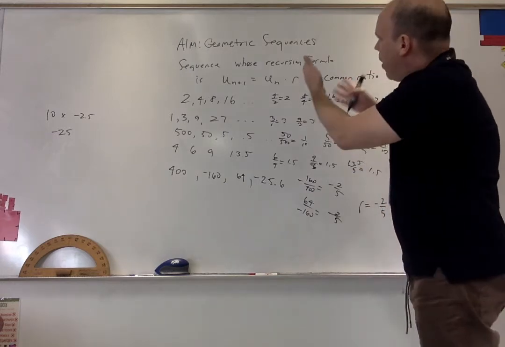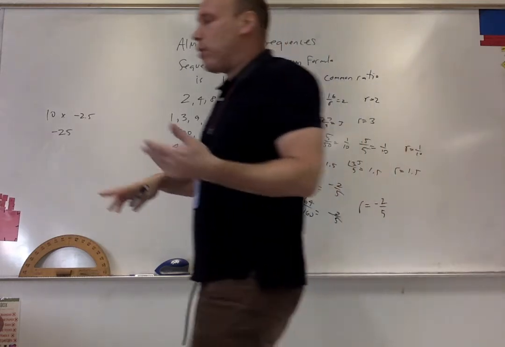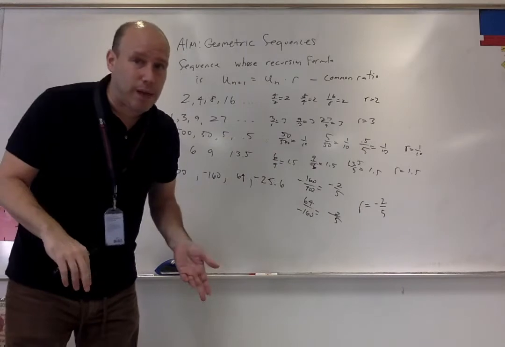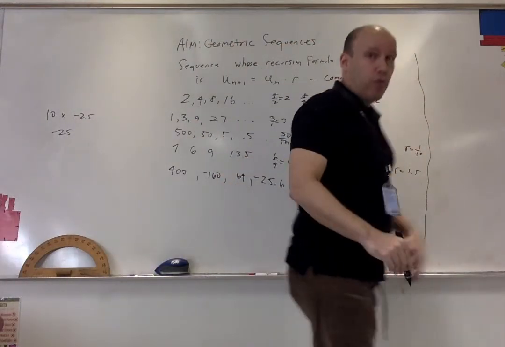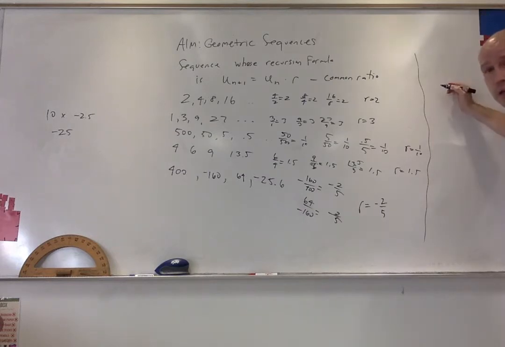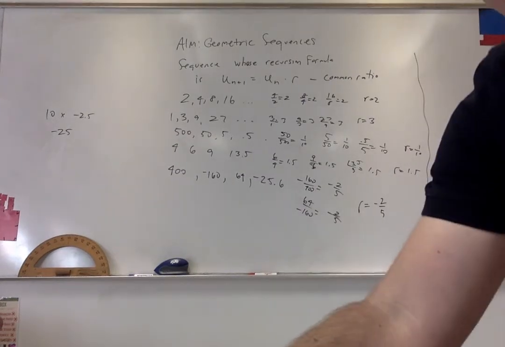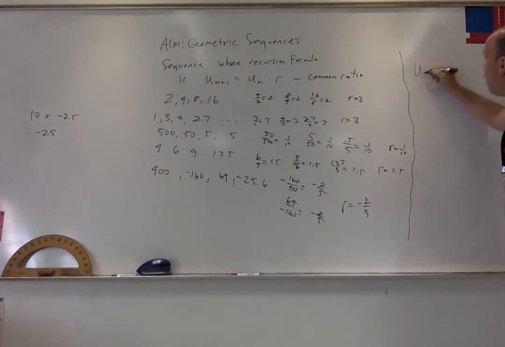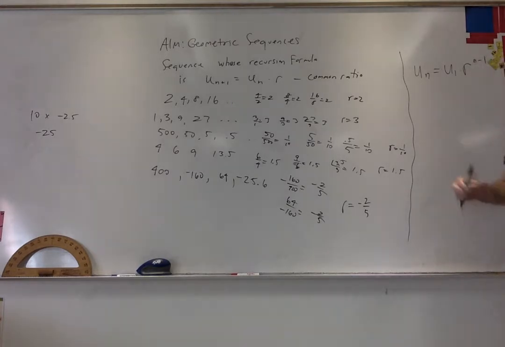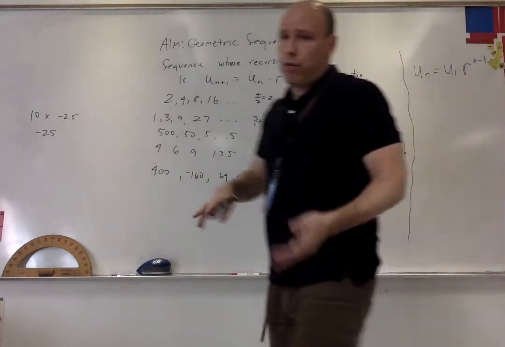Okay, so we got recursion. The next thing we want to talk about is the general formula. We know from past lessons, the general formula is, can you see me over here? Let me move the computer over here. We know the general formula is u of n is equal to the first term times the common ratio to the n minus 1. And you've done these problems before.